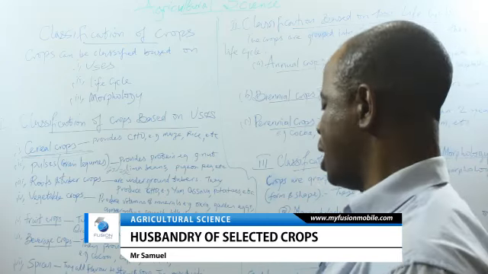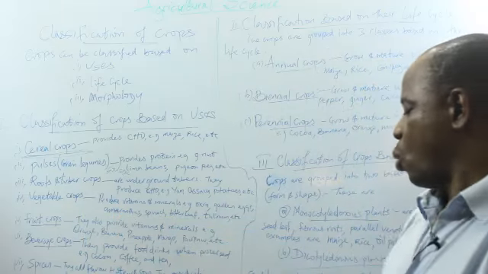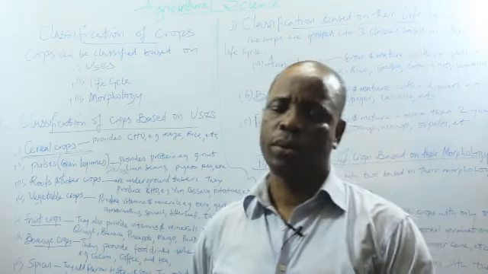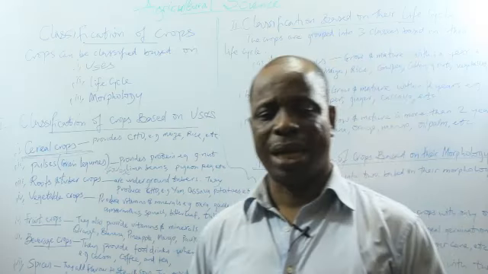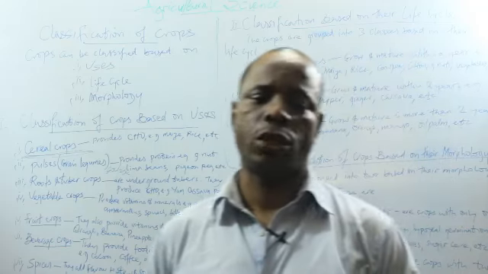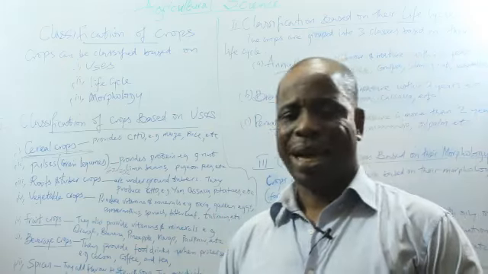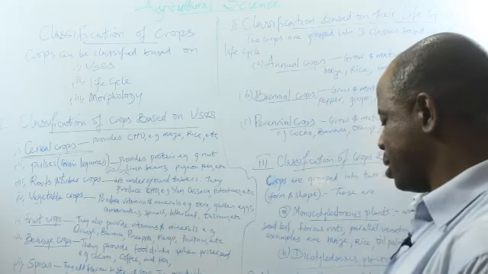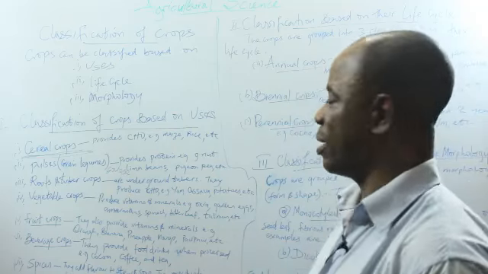Last but not the least are the latex crops. Latex crops are the crops that produce a whitish sticky liquid called latex. From the body of these crops, you extract the whitish sticky liquid, which we call latex. It's this latex that we use to make plastics, rubber, tires, tubes, and the rest. The only example we have of such a crop is rubber, Hevea brasiliensis. That's the only example of a latex crop.